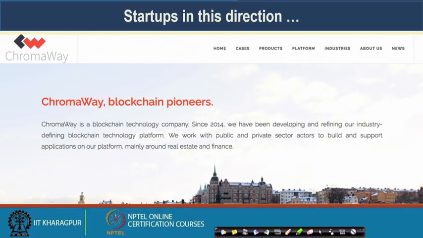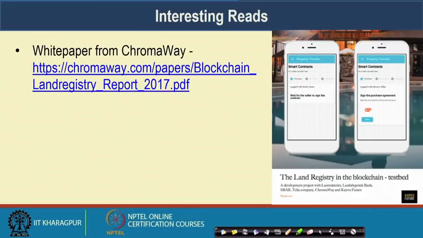So, I encourage all of you to browse their site, the Chromaway website. There you will find multiple interesting use cases which are there in Sweden and in many other countries, and along with that they have their white paper, in which you can find the steps that Chromaway follows for maintaining this land registry record over a blockchain platform. So, this is an interesting read for this talk. I encourage all of you to look into the white paper for Chromaway.